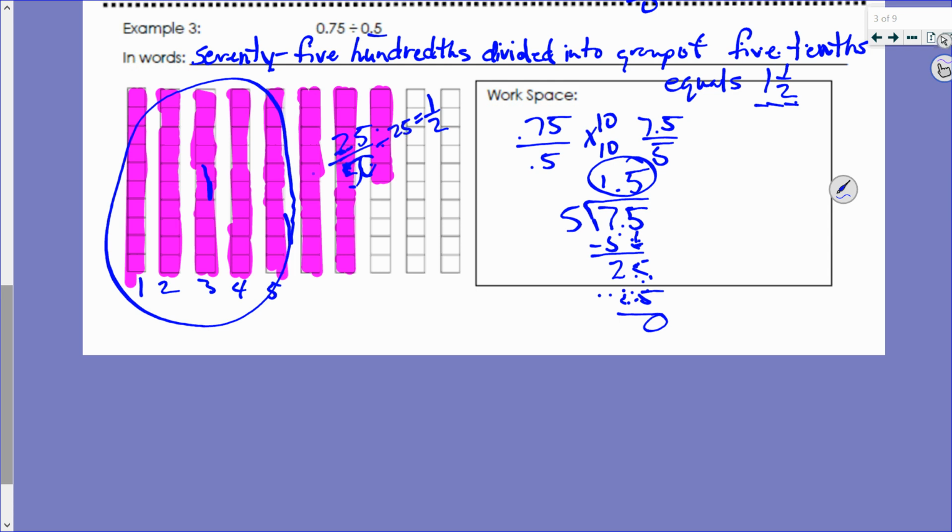Okay. 5 went into 25, 5 times, and 25 minus 25 is 0, so it's done. Okay. Thank you. Make sense? Yeah. Okay, let's turn the page.